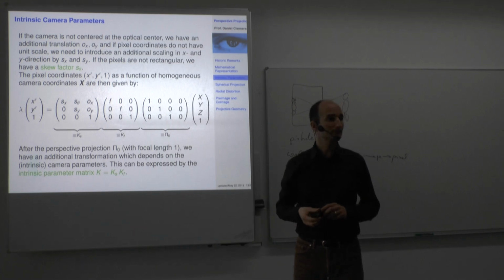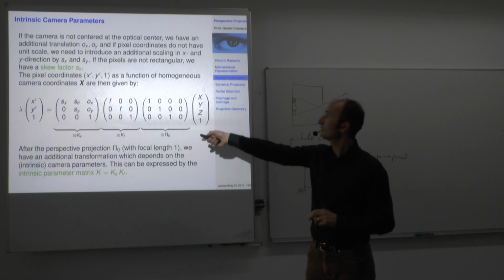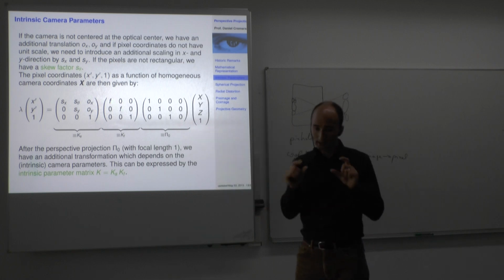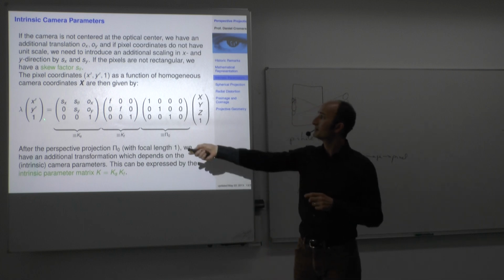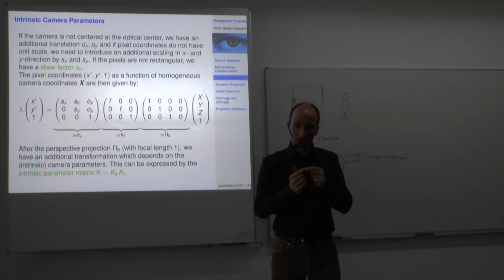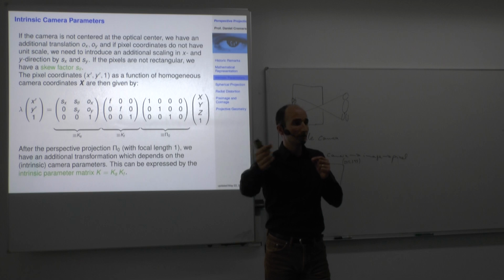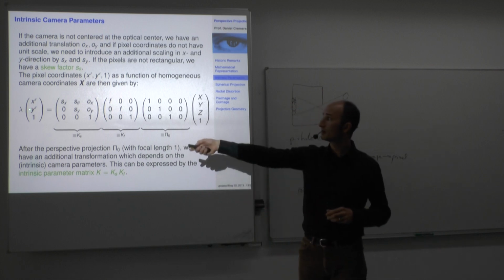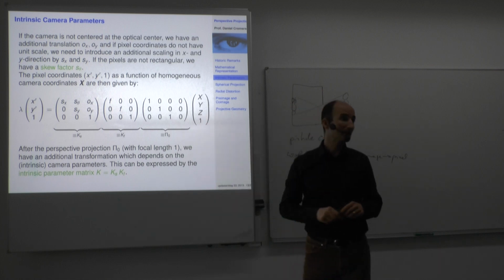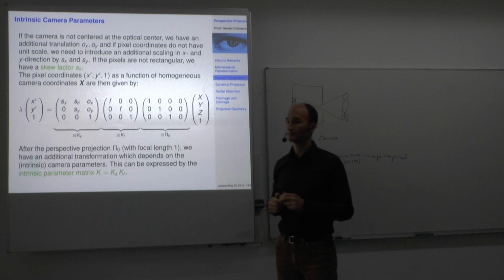Sorry, what is the difference between lambda and focal length? Focal length is a setting of your camera. It depends on the lens. Lambda is the distance of the observed point from your camera. Real distance? The real distance, yes. It is the z coordinate of our 3D points, essentially.